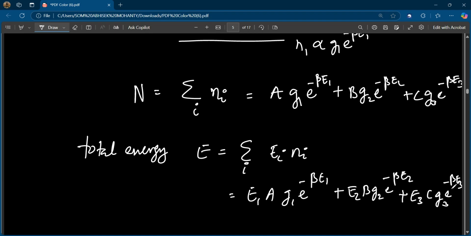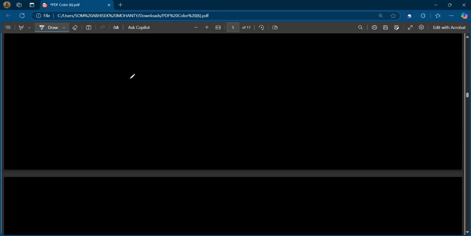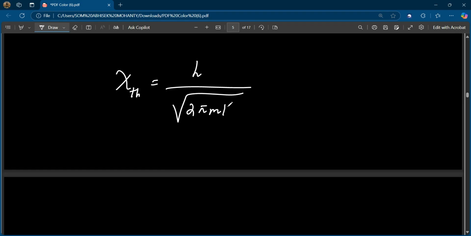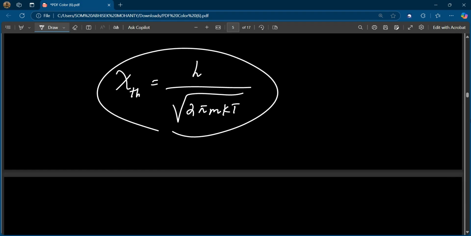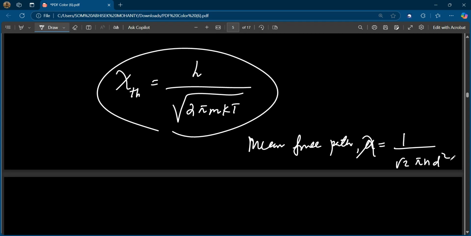Do you know what the thermal de Broglie wavelength is? The formula is lambda Th is equal to h by root over 2 pi m kT. So this is the formula. What is the mean free path? Mean free path lambda is equal to 1 by root 2 pi n d square, where small n is your number density, that is N by V, the total number of particles divided by volume.